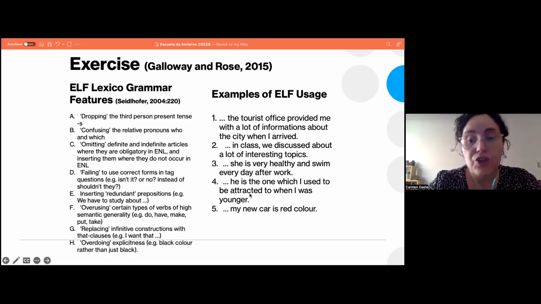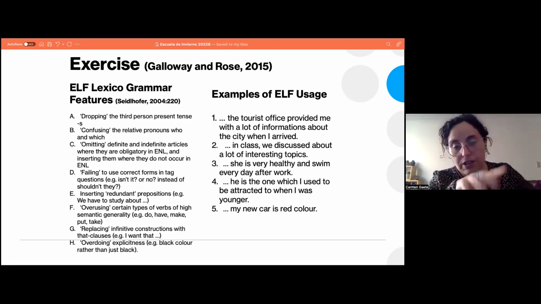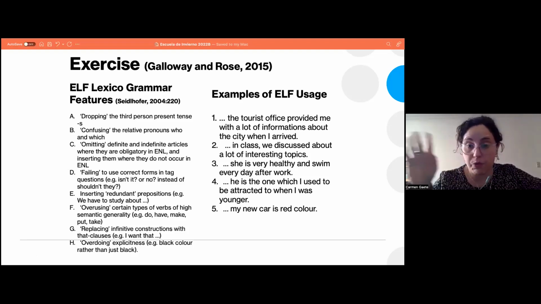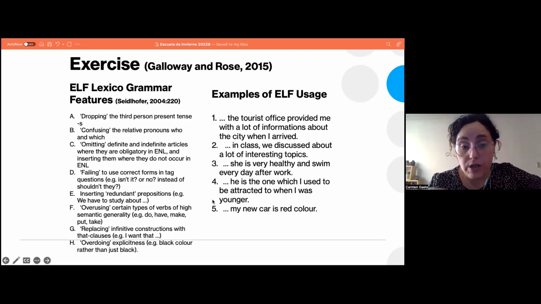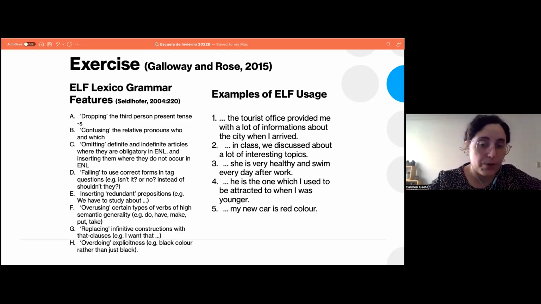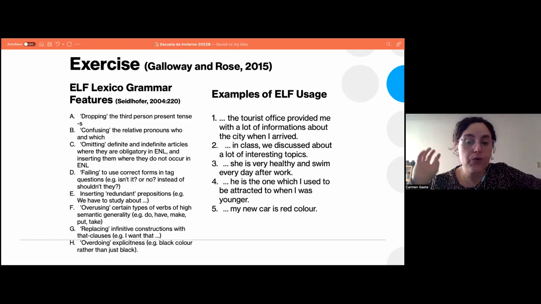Number four, he's the one which I used to be attracted to when I was younger. That is correct, very good. In other words, this feature has been described as an overgeneralization of the relative pronouns. So instead of using the different pronouns, who, that, and which, people tend to use which for all of them, all right? So that's an overuse and overgeneralization. And it's also something that we correct all the time, don't we? Yes, we talked about relative pronouns, we talked about present tense, third person, singular, and we correct these mistakes. And we discount marks when students make this kind of mistakes.